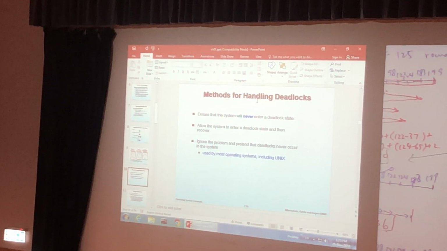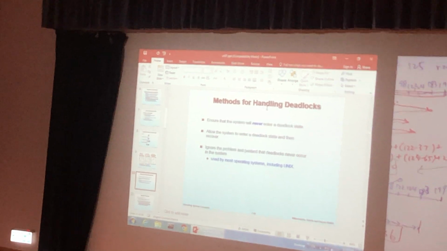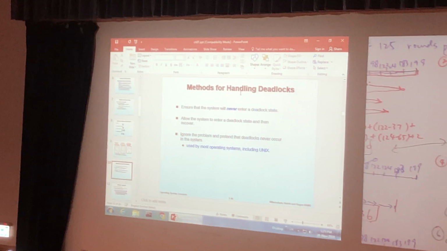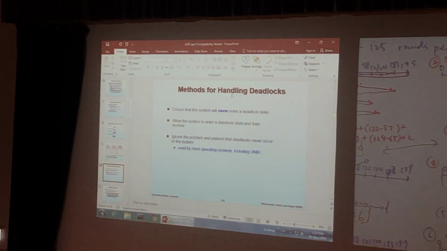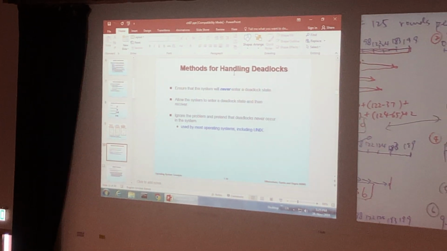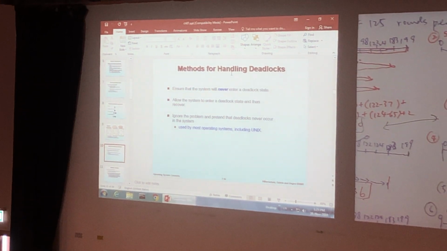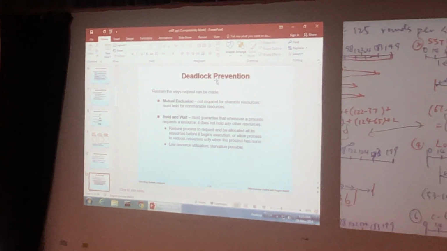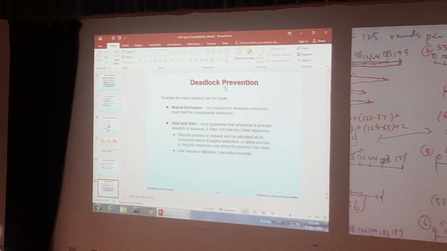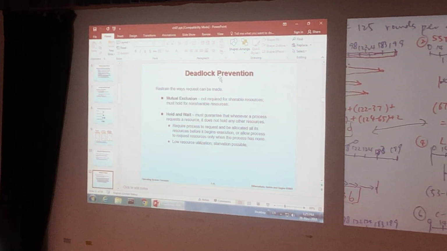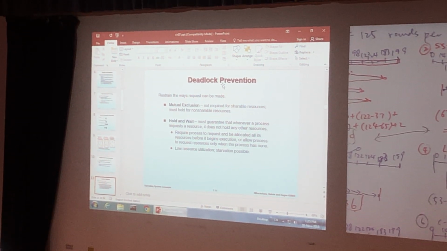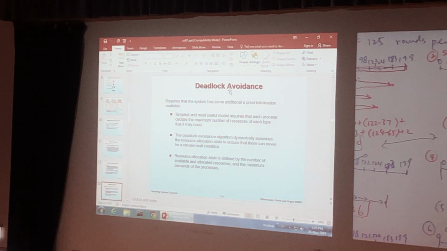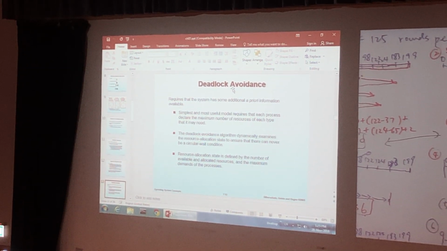There are 3 different ways to handle deadlock. Make sure you understand. Even though the third is not really handling, it just ignores the problem, but if it happens, we reboot. For deadlock prevention, essentially we have one solution for each deadlock condition. And then more reasonable is deadlock avoidance.